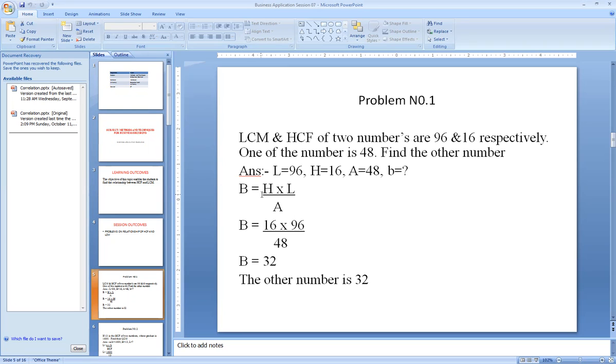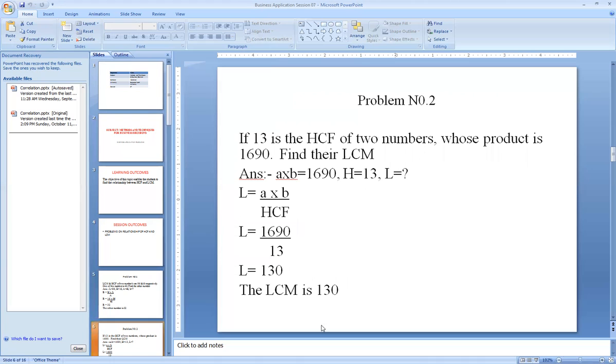So B is equal to H into L divided by A. Substituting the values, B is equal to 16 into 96 divided by 48. The value of the other number is 32. That is the answer. Problem number 2: if 13 is the HCF of two numbers whose product is 1690, find their LCM.